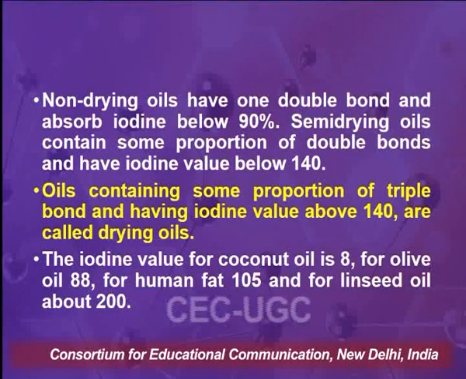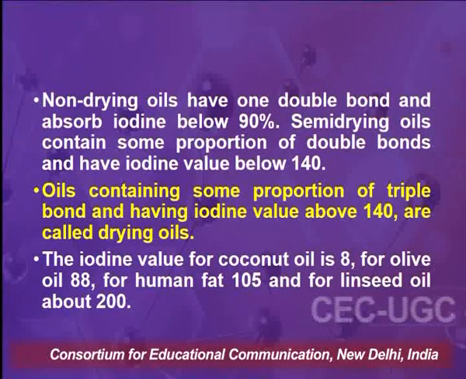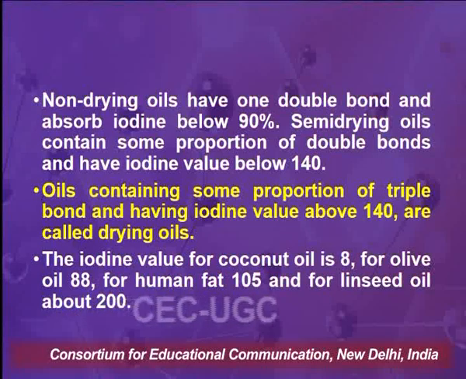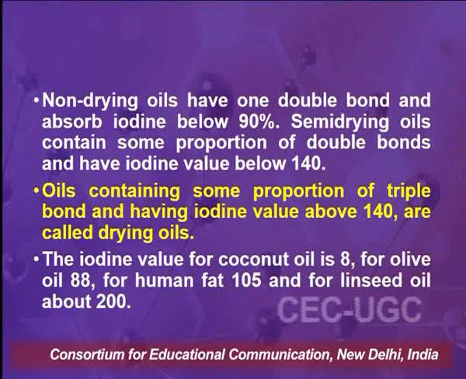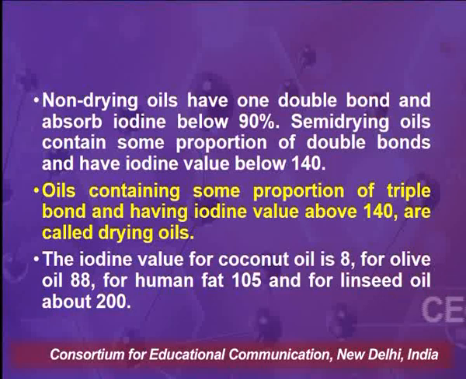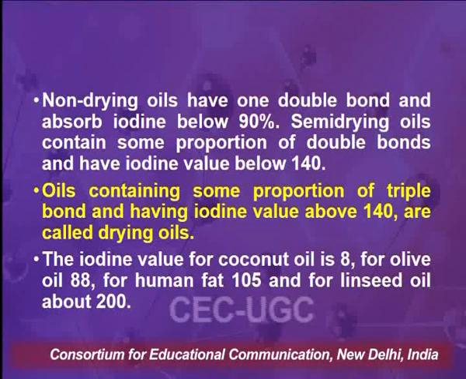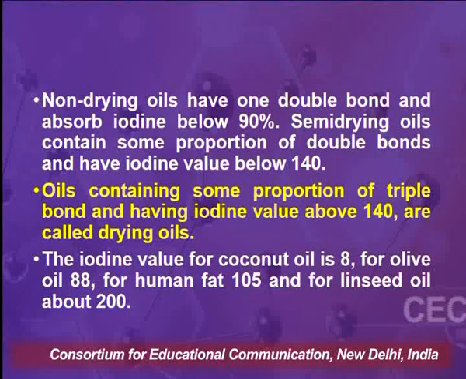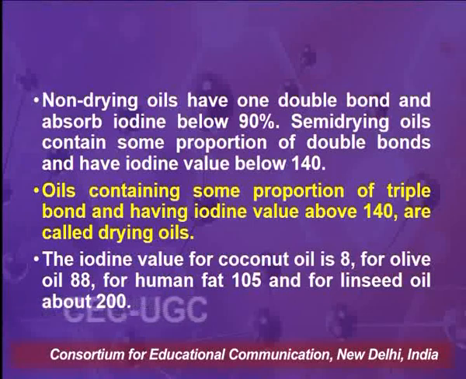Non-drying oils have one double bond and absorb iodine below 90%. Semi-drying oils contain some proportion of double bonds and have an iodine value below 140. Oils containing some proportion of triple bonds and having iodine value above 140 are called the drying oils. The iodine value for coconut oil is 8, for olive oil is 88, for human fat is 105, and for linseed oil is about 200.